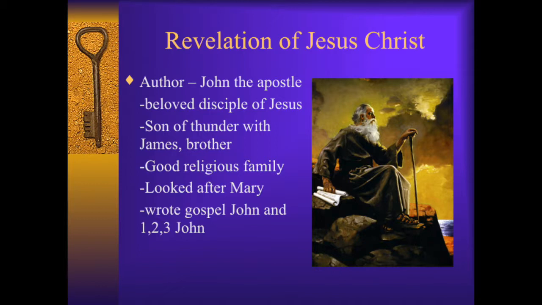He was a beloved disciple of Jesus. In fact, according to his account, the most beloved one. He was probably the youngest of all the disciples. He was called a son of thunder with James, his brother. Came from a good religious family. In fact, Jesus was so close to him, and he used to put his head on Jesus' chest, that he was the one who ended up looking after Mary when Jesus was at the cross. He ended up writing the Gospel of John and 1st, 2nd, and 3rd John as well, which reveals some of the deepest truths about who Jesus was, who Jesus is.